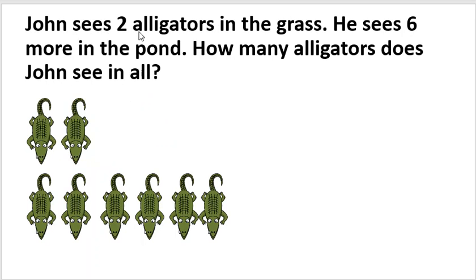So John sees two alligators in the grass. He sees six more in the pond. How many alligators does John see in all? So my first step is to read the problem, which I already did. My second step is to circle the numbers that I see in my word problem. So I'm going to circle the numbers that I see, and right here I'm seeing number 2, so I'm going to circle that number. And then over here I have number 6, so I'm going to circle that number as well.